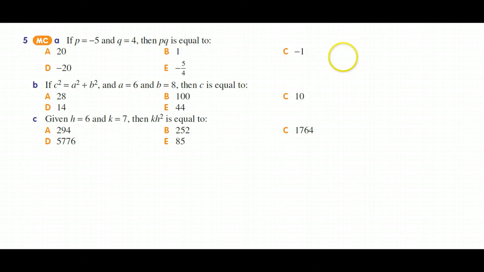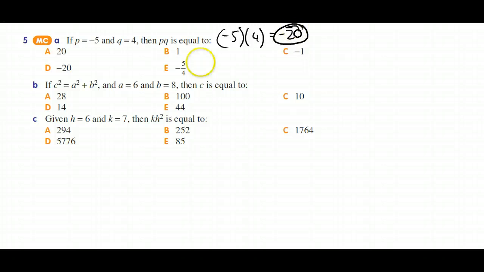Okay, in question 5 we've got 3 different questions and we've just got to evaluate each one. So in the first one we've got PQ, where P is -5 and Q is 4. That's going to equal -20, and so that makes D the correct answer.